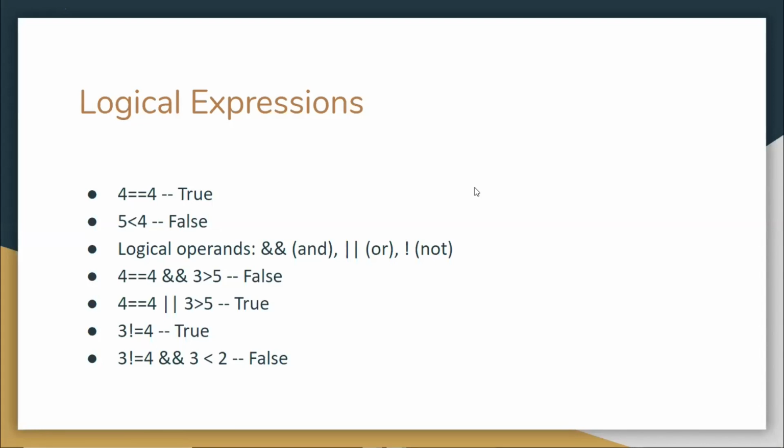And finally, I want to combine a not operand with an and operand. So the scenario I give here is 3 not equal to 4? That's true from above, but and is 3 less than 2? 3 less than 2 is false. So since and requires both expressions on either side to be true, the entire logical expression will be evaluated to false.